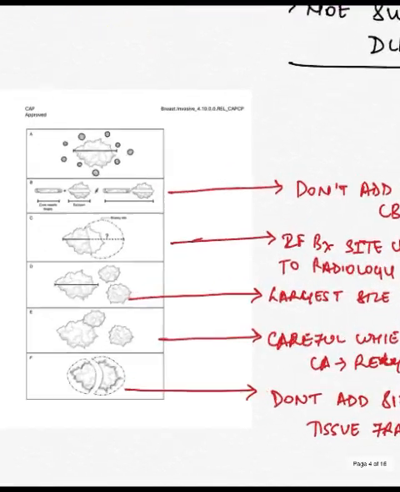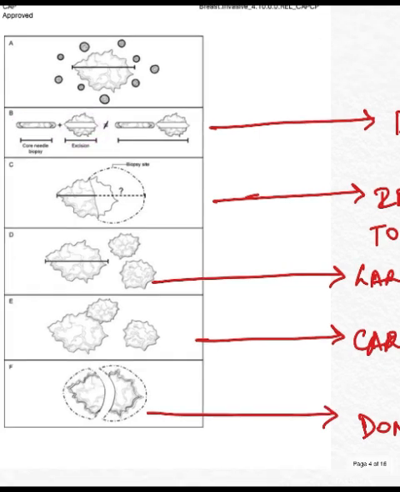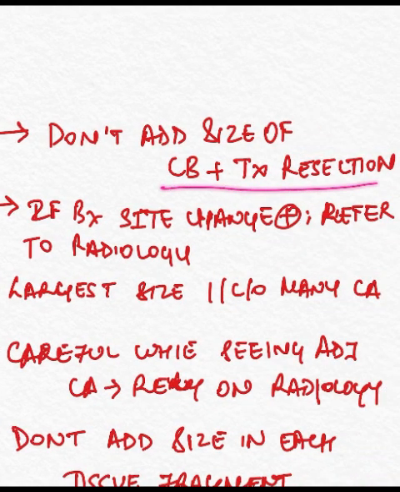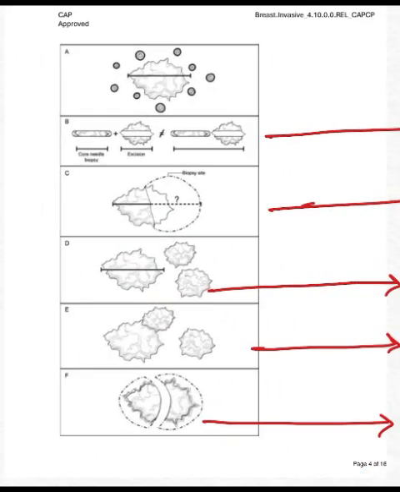In this case, if you see, there is a core needle biopsy that has been excised, then following that, depending on the diagnosis, excision is also done. Just because they have extracted a core needle biopsy and the excision, do not add both of them. Don't add the size of the core biopsy and the tumor resection. The excision size is the size that has to be considered as the tumor size.